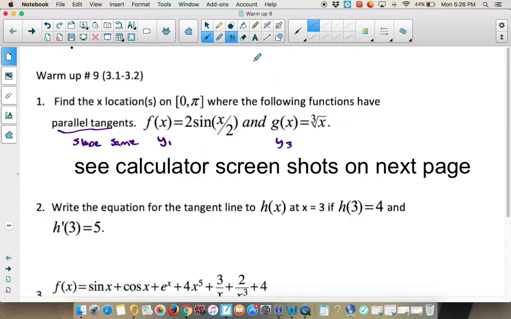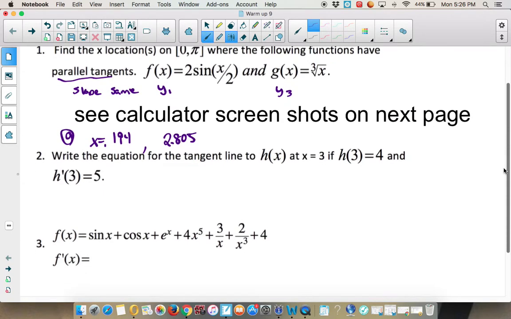And in the end, your answers should be at x equals 0.194 and 2.805. And remember, in calculus, the standard is 3 decimals. When it's a carry-on, run-on number, an irrational number, you're always going to carry to 3 decimals.